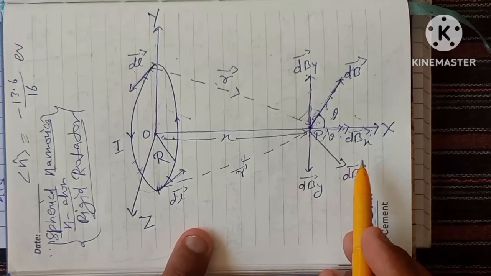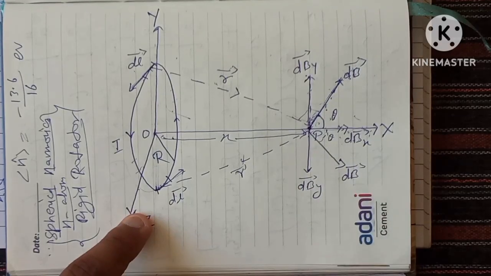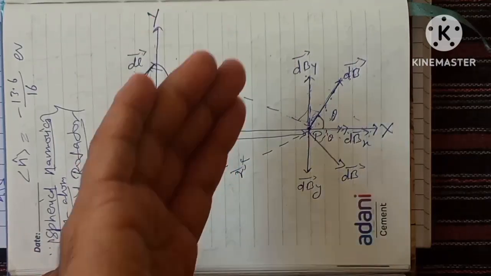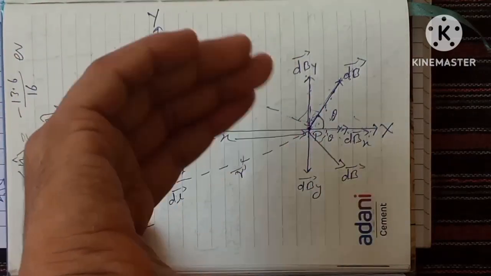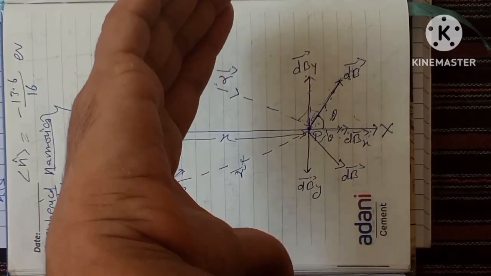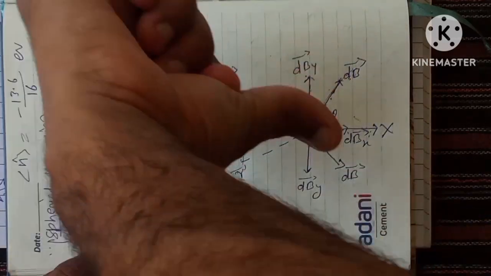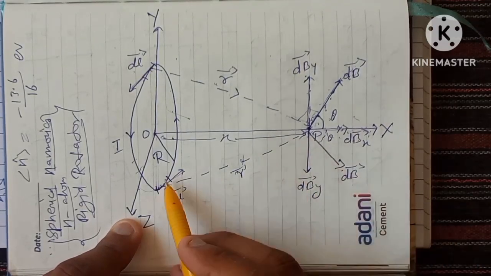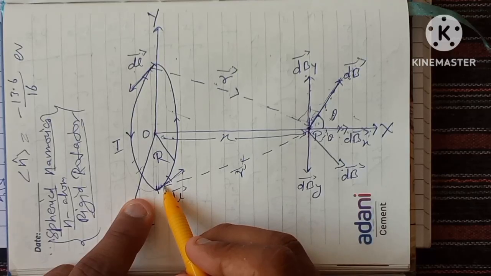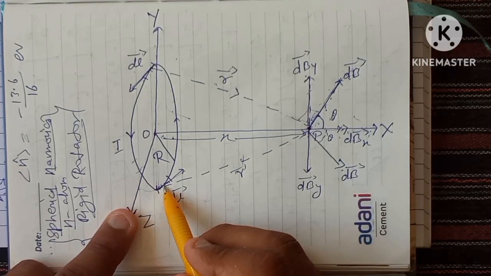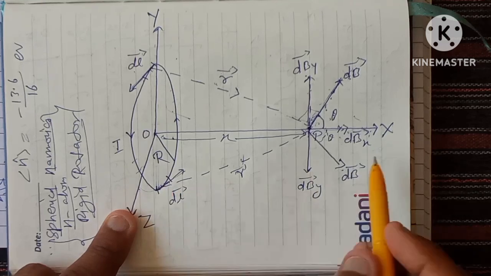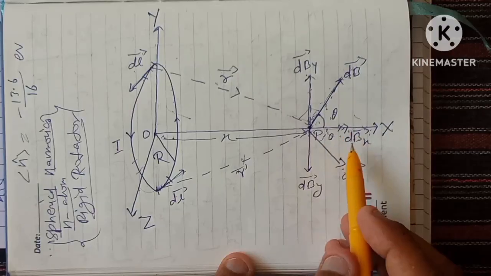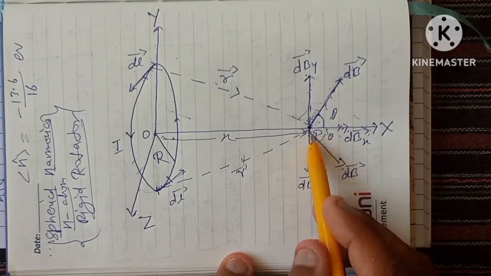If I take the direction of the magnetic field from the right hand rule, I can clearly see that the dl vector is in this direction and the r vector is in this direction. So I put my fingers towards the dl vector and curl them towards the r vector, so my thumb is going in this direction. This is the direction of my dB vector due to this current element, or you can say length element. If I again take the components of this dB vector, there will be two components.